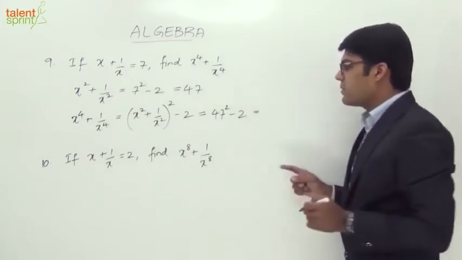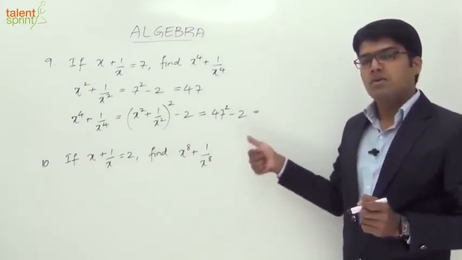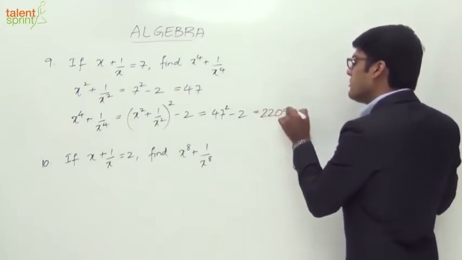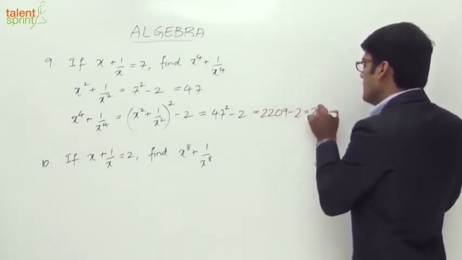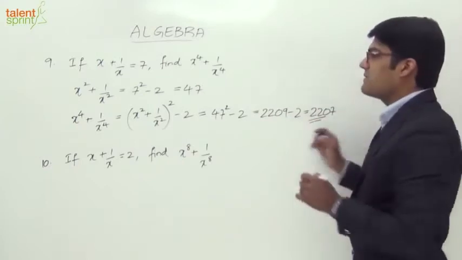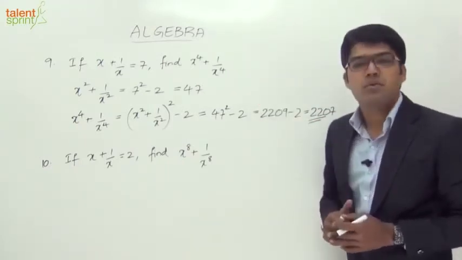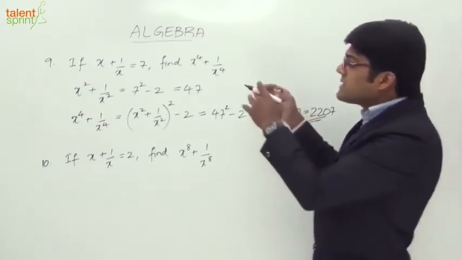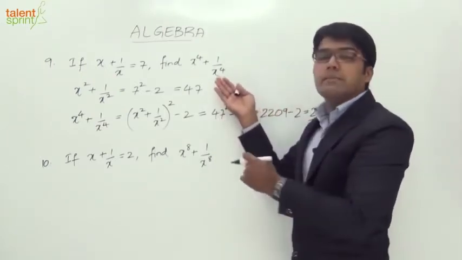Now what is 47 square? 50 minus 3. So 2500 minus 300 is 2209. So 2209 minus 2 is equal to 2207. So the answer for the given question, that is x power 4 plus 1 by x power 4, has to be 2207. Let's say there is another step required, x power 8 plus 1 by x power 8.